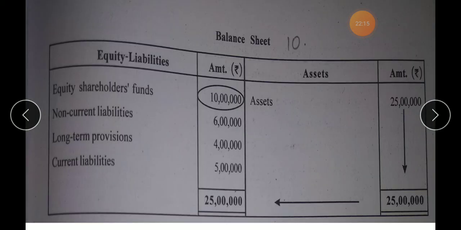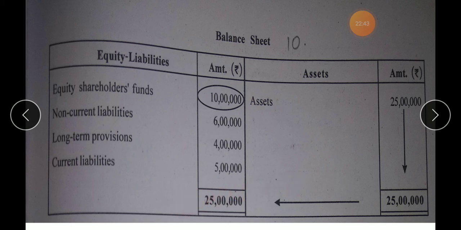So moving towards the next illustration, yes, there is a balance sheet also for a better explanation of how we have obtained equity shareholders funds. See, as I said, there is a balance sheet. The total of asset side is 25 lakh, so the total of liabilities side is also 25 lakh.